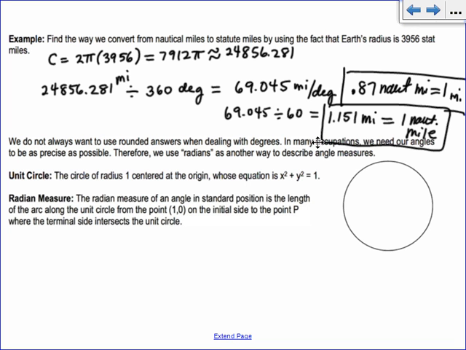So what a radian measure is: if you take a unit circle, so 1 unit in radius, and you talk about the length of the whole circle. What's the length all the way around the circle? What do we call that? Circumference. What's the circumference of the circle? 2 pi.